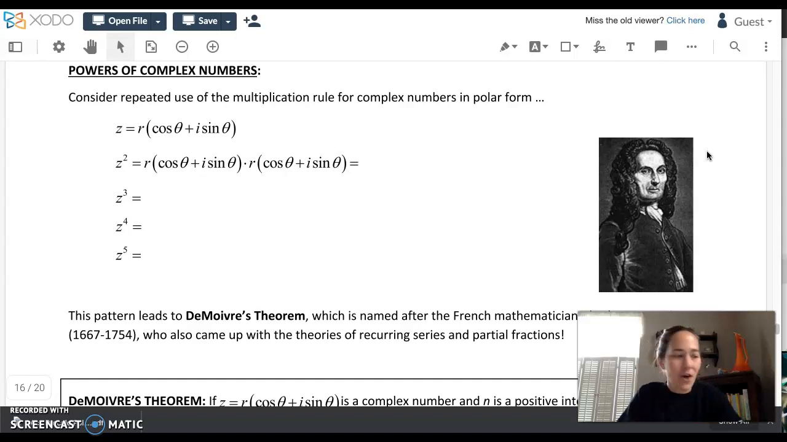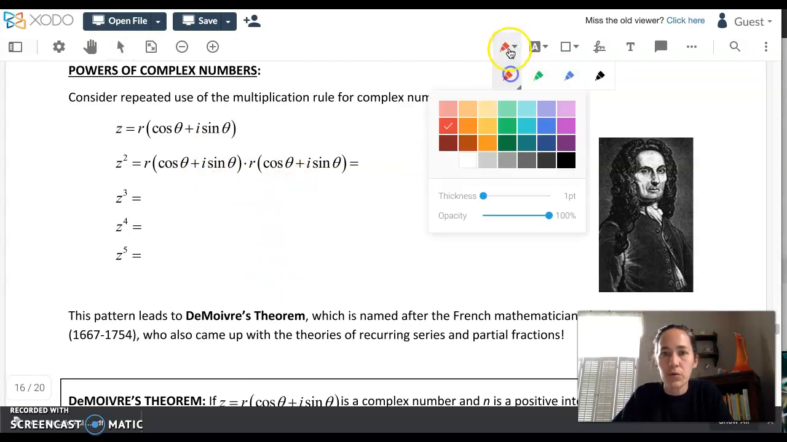I want to build off of what we had been doing in the previous lesson, where we used shortcuts for multiplying and dividing complex numbers in polar form. We can actually take that multiplication shortcut and work ourselves to a formula, or a shortcut, for taking powers of complex numbers in polar form.